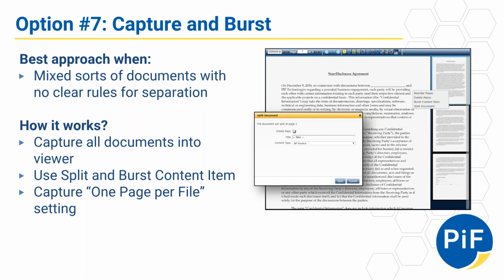Now, instead of bursting each content item, in the capture settings, there's this 1 page per file setting. If you enable that, every time you capture, you don't have to burst the content item. It will scan and import those documents as three single pages that aren't tied together. So that is a nice little workaround if you do burst and split documents.